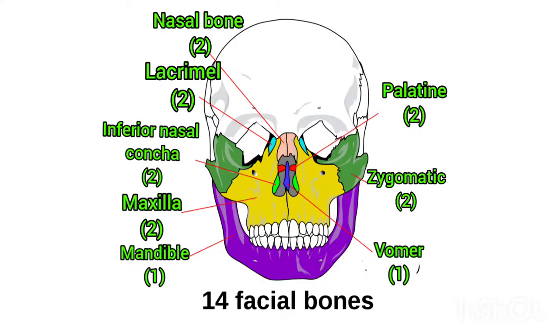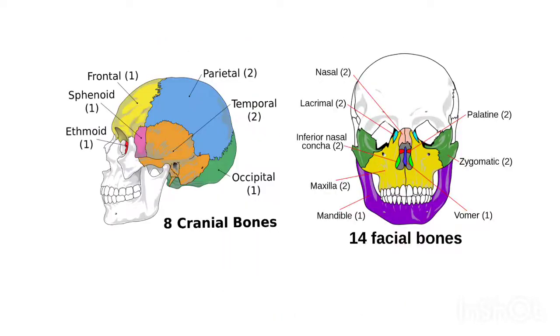Friends, there are 2 nasal bones, 2 lacrimal, 2 inferior nasal concha, 2 maxilla, 1 mandible, and 2 zygomatic bones, then 2 palatine, and 1 vomer. Friends, you have now known all the facial and cranial bones of the skull. Yes, friends, it is very easy, right?